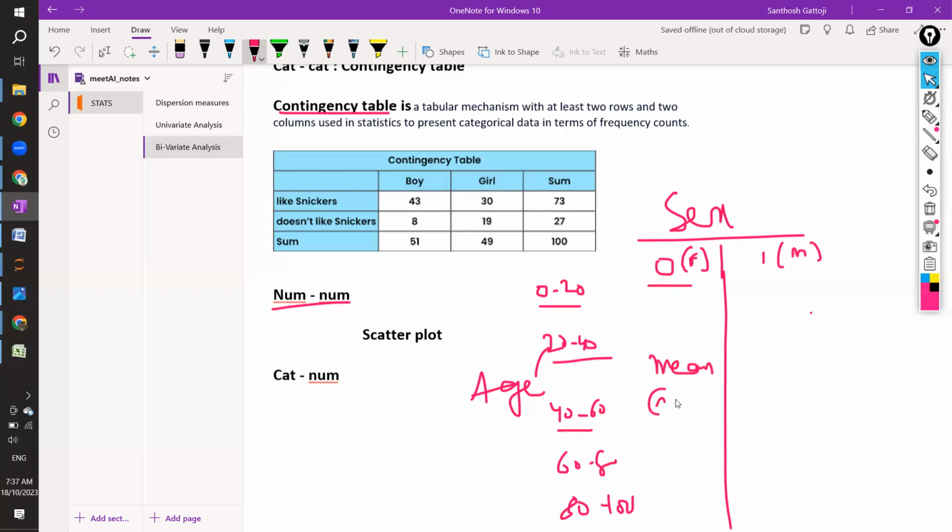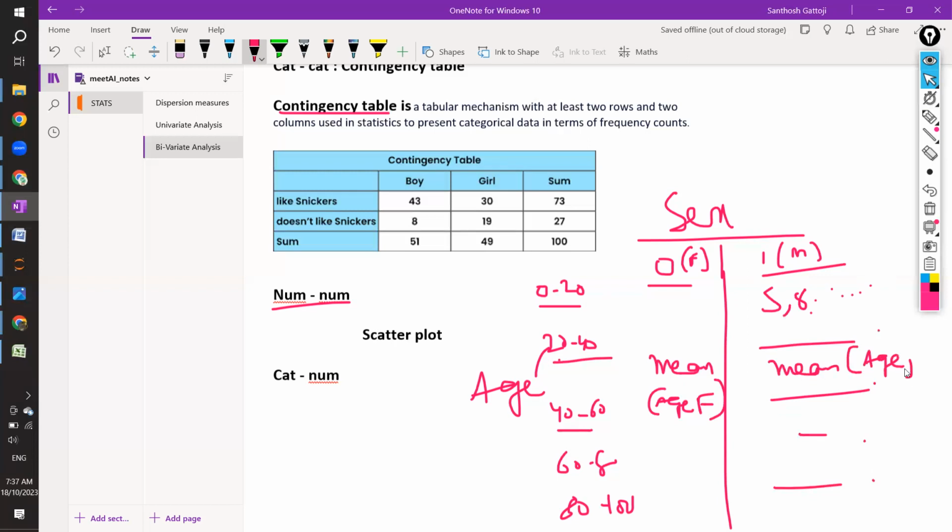And you can write it as the mean of age of female. Similarly, you will have other values. For male, for all these ages, you will have different values. From 0 to 20, you might have 5, 8, 9, all kinds of different values. For 20 to 40 also you can have a different range of values, and 40 to 60. You can take the mean of each of these and represent that as the mean of age, male.